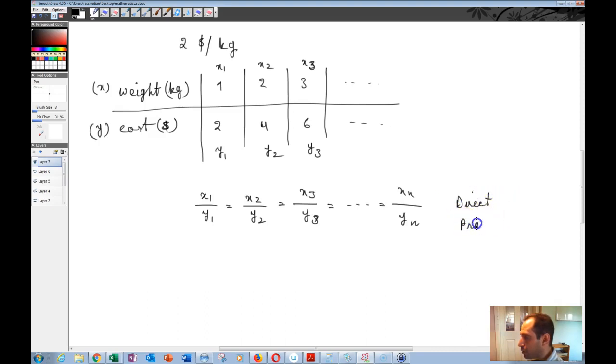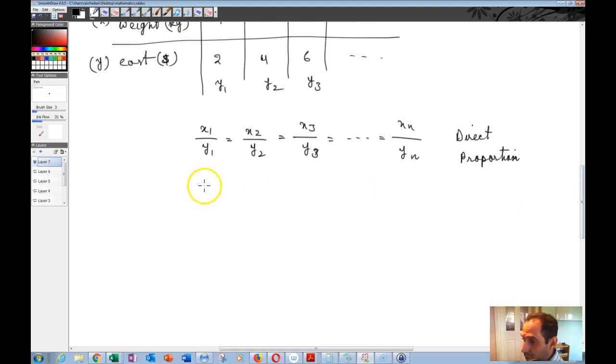Okay, direct proportion. Now, basically you can say that in the case of direct proportion, x1 to y1 is the same thing as x2 to y2. Now this becomes meaningful in the situation that you're working with direct proportions.